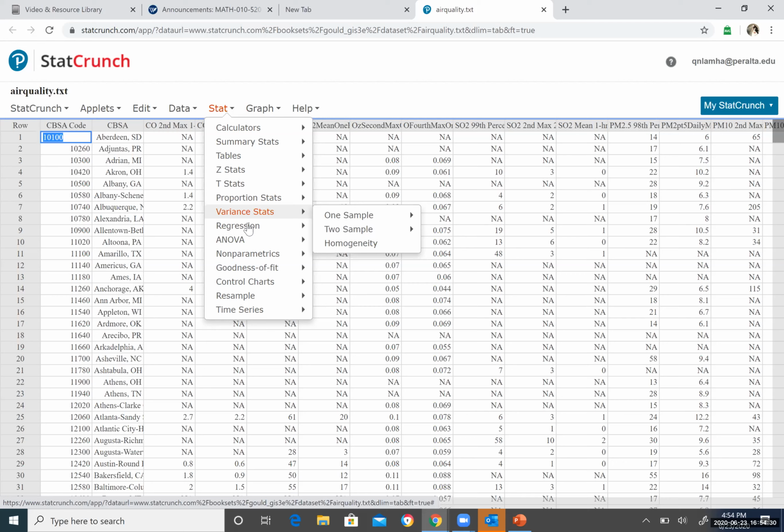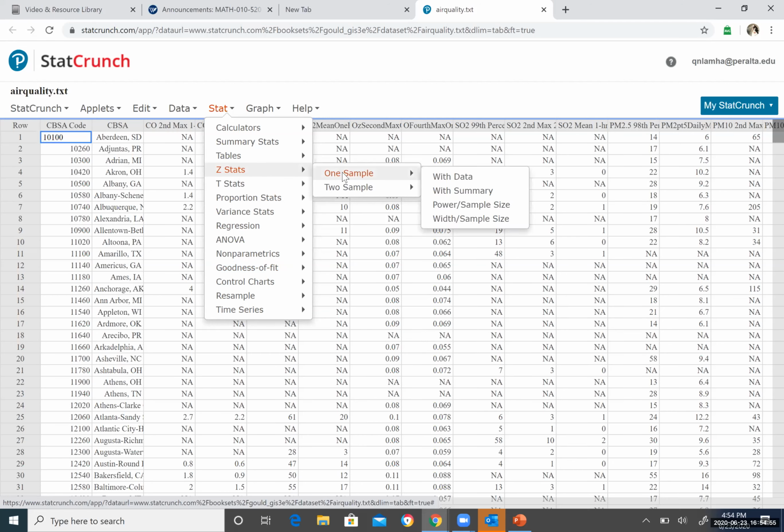standard deviations. Regression will be chapter 4. You will learn regression in chapter 4. ANOVA will be, I think, chapter 11, chapter 12, but we're not going to get to here. Goodness of fit will be in chapter 4 sometime, or maybe chapter 10. Okay, so let's go back to Z-stat.